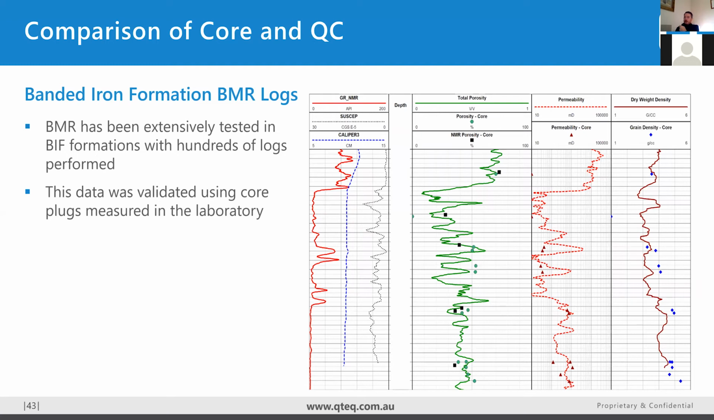So this is some work in some banded iron formation, and we did the total porosity log. We took some core values, we did some routine core analysis and special core analysis, and we see a generally good correlation between cores and log data that we see through here. This relates also to a good correlation between the permeability and the core values. And the last column here is a dry weight density column. So instead of just doing a few core places, we get quite a nice continuous log of our dry weight density.